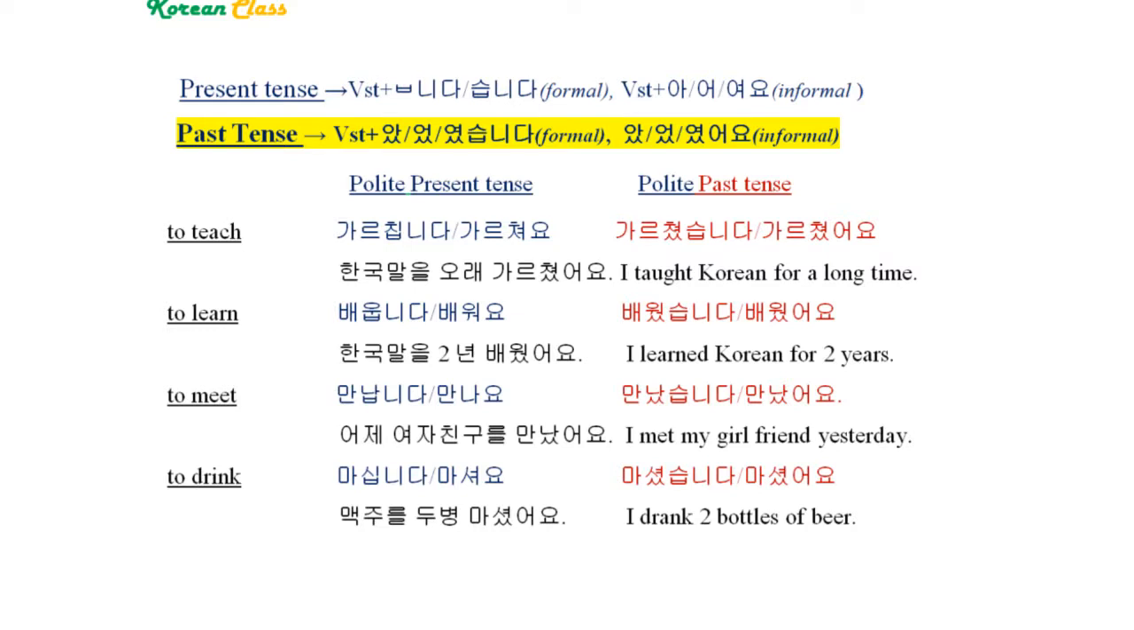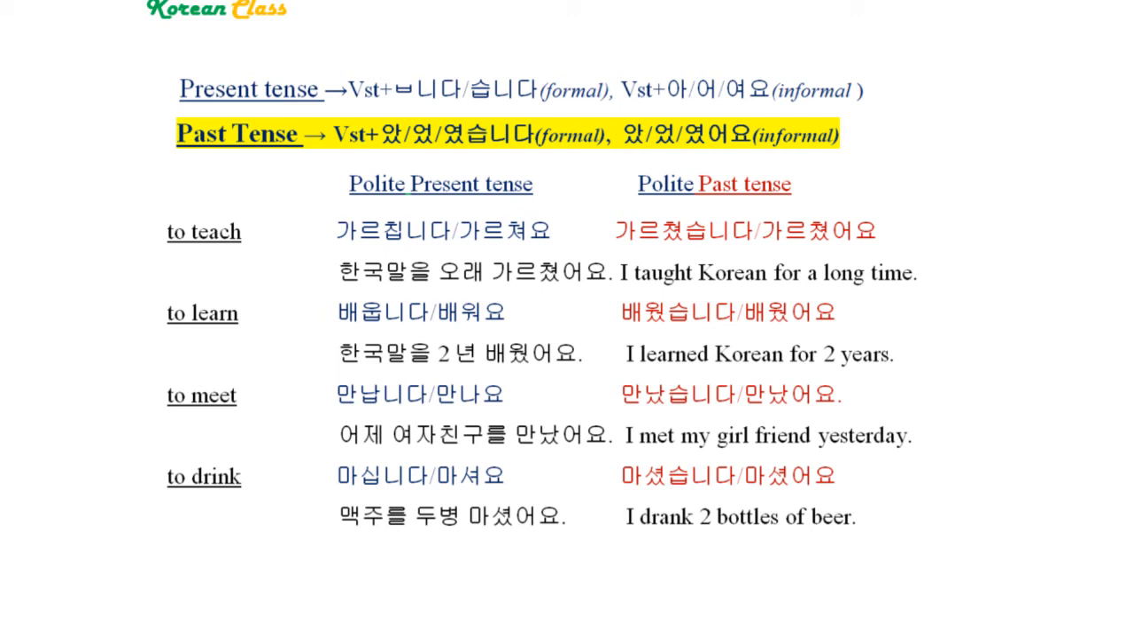Now, let's review present tense and practice past tense together. To teach, polite present tense, 가르칩니다, 가르쳐요. And past tense, 가르쳤습니다, 가르쳤어요. 저는 한국말을 오래 가르쳤어요. I taught Korean for a long time. And to learn, 배웁니다, 배워요. And past tense, 배웠습니다, 배웠어요. 한국말을 2년 배웠어요. I learned Korean for 2 years.